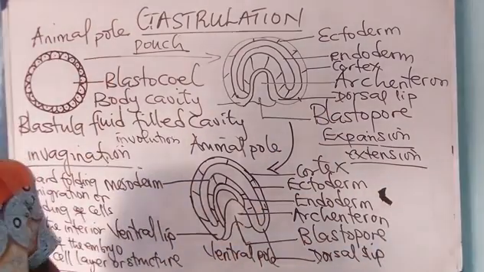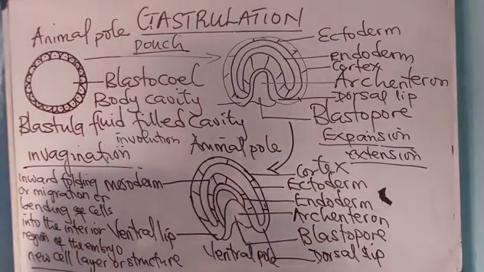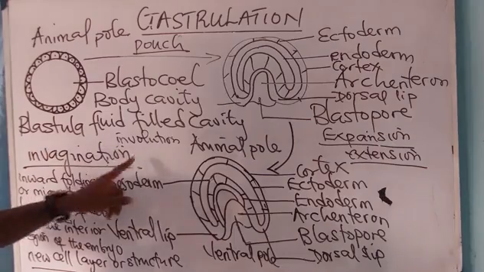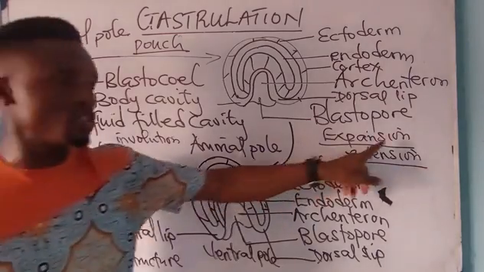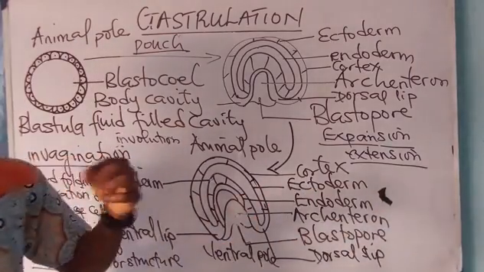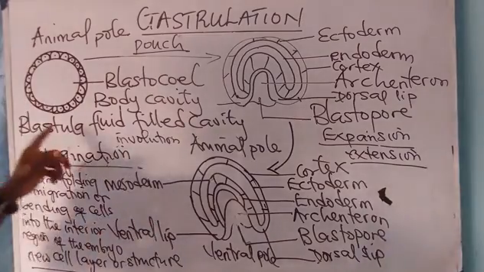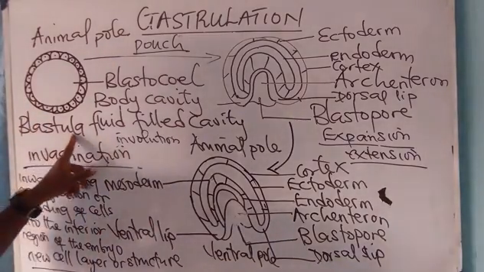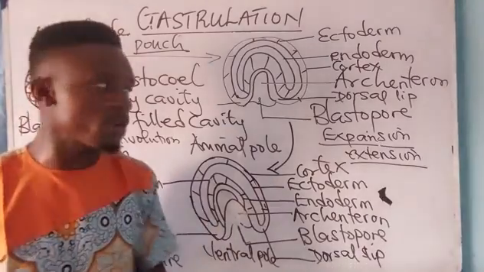So I've explained the three terms associated with gastrulation: invagination, involution, and what? Expansion. You also have extension, which means what? The process whereby the cells that make up the blastula, or the single layered embryo, elongate. All right.